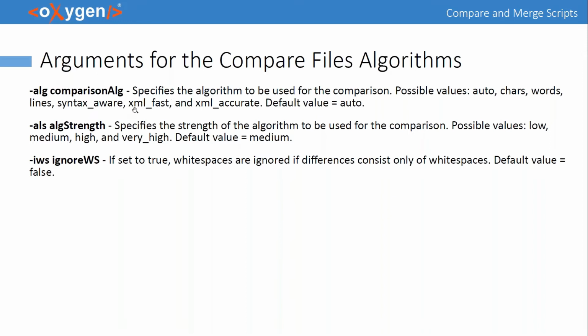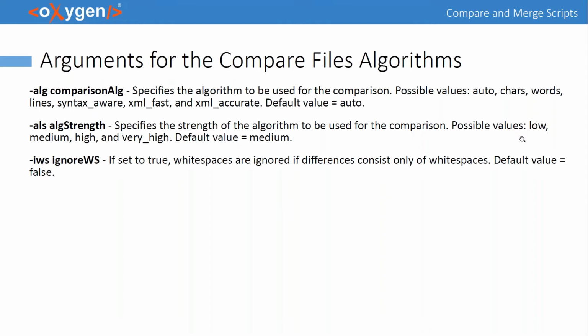And if you are using other type of documents such as JSON or text documents or markdown documents or other type of documents, then the syntax aware is used. But you can also force an algorithm. You can say, okay, I want to use the words, or I want to use the lines. And then you can also set an algorithm strength. This provides you support to have a better performance if you are using, for example, low priority.